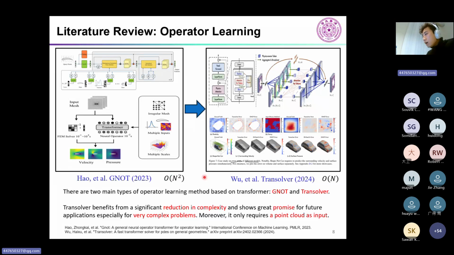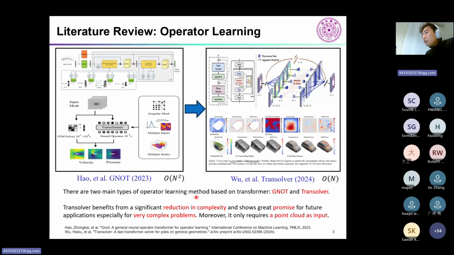About 1 year later, another very clever genius called Wu Haixu proposed the Transolver framework. This is, I think, currently very popular. The most important advantage of the Transolver compared to GNOT is that it decreases the complexity a lot, from n squared to n. So when you solve large scale problems, it is a very good advantage.